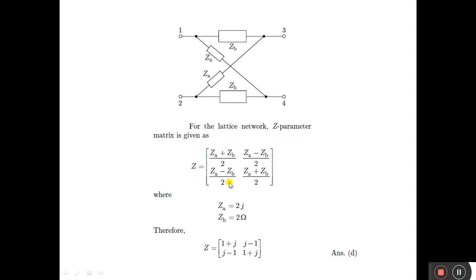Very simple. In the question itself, ZA equals 2J and ZB equals 2 ohm. Apply the values here: 2J plus 2 ohm divided by 2, so you will get 1 plus J. Similarly, 2J minus 2 ohm divided by 2, you will get J minus 1. Here 2J minus 2 divided by 2, that is J minus 1. Similar to Z11, we also get 1 plus J for Z22. So from the given options, option D is correct for this problem. No need to go for big calculations. Option D is correct.